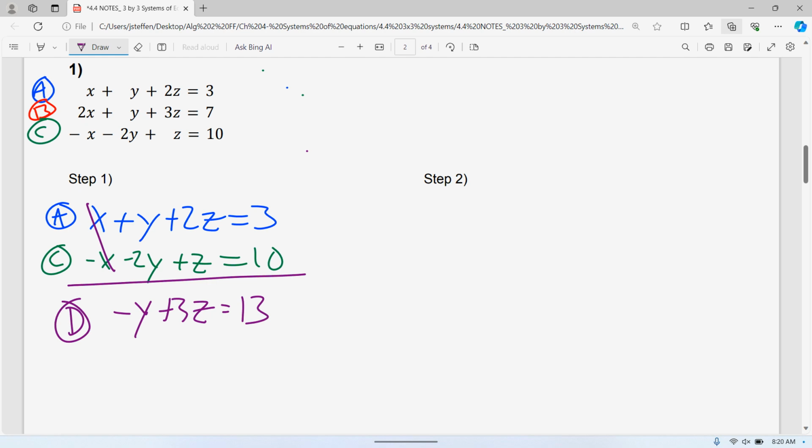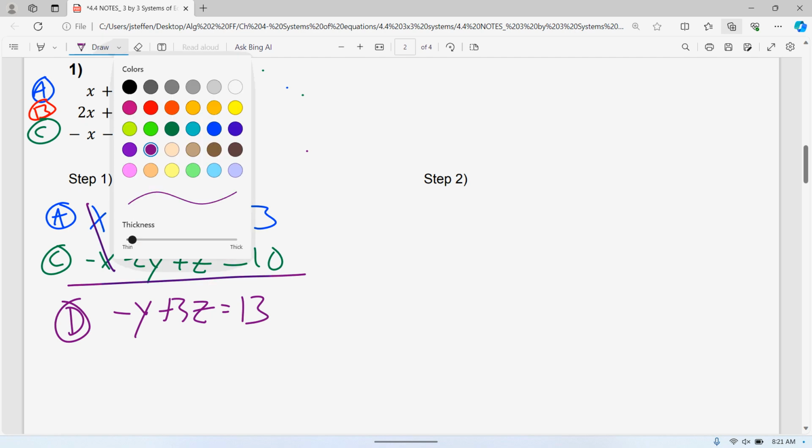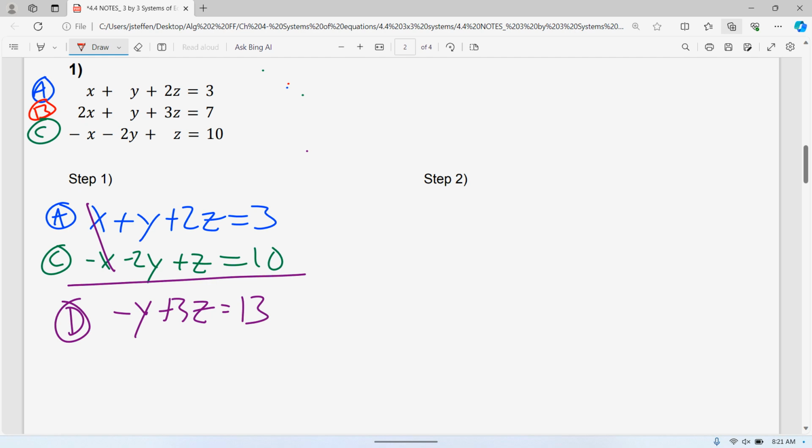So we need to use equation B, and we need to cancel our x's. It doesn't matter if you use equation A or C, but we have to use equation B. I personally am going to do B and C, because C has a negative x, so I don't have to multiply by a negative. But if you want to use A and B, you'll get the same answer. So I write down my equation B: 2x plus y plus 3z is equal to 7.